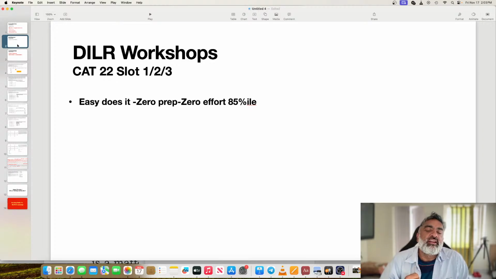This is from CAT 22 and this is from slot 1. I'm assuming that before doing this particular workshop, you have done the foundations, you have done all the previous work involved, so that you're aware of what logic is, how operations work, and how the process works. You read and you deduce. You put a lot of conditions together and you come to a new conclusion. You use that conclusion to make more conclusions.